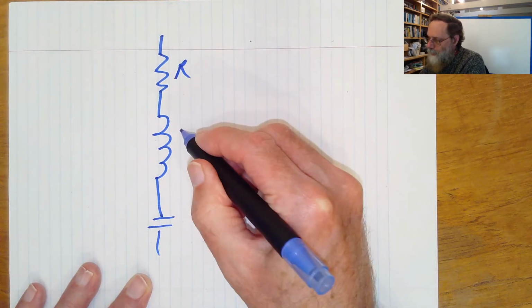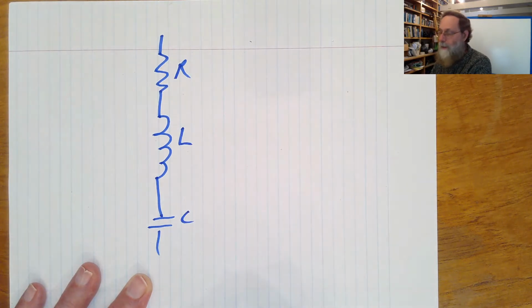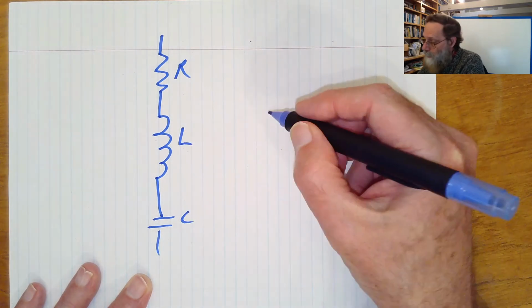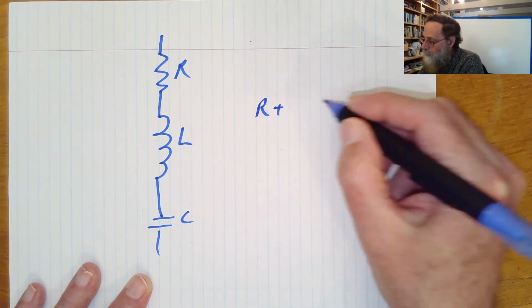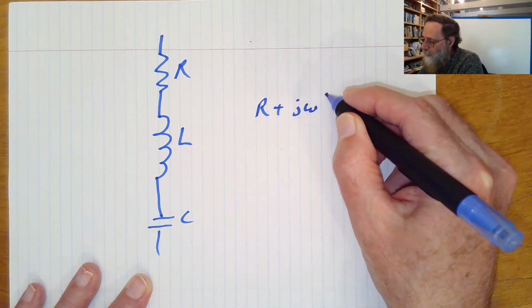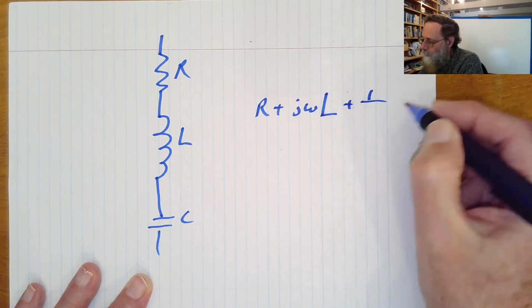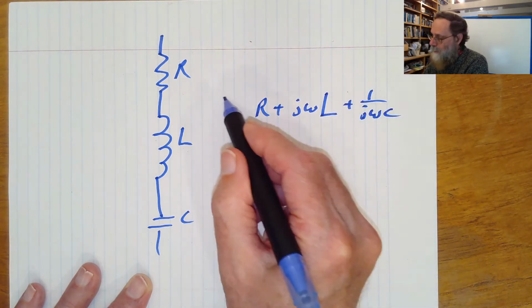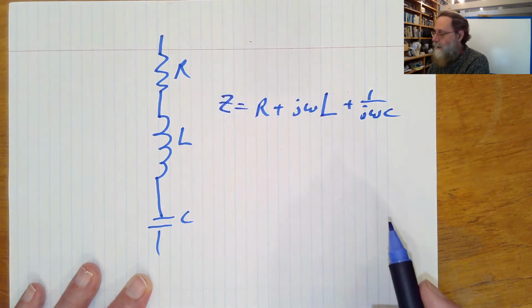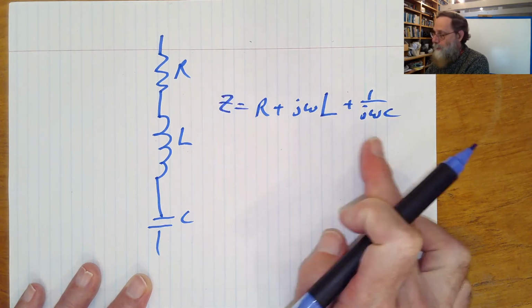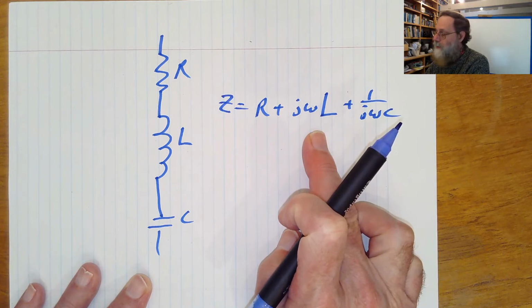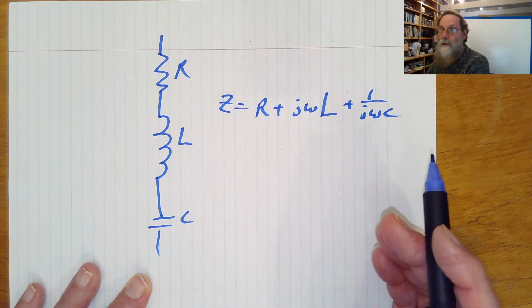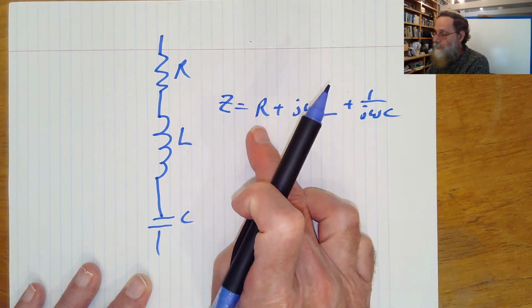of a resistor, an inductor, and a capacitor is going to have an impedance which is just the sum of the individual impedances. So that's R plus j omega L plus 1 over j omega C. And that's the impedance. Now, these two parts, the inductance and the capacitance, both give an imaginary part to the impedance, and the resistance gives a real part.